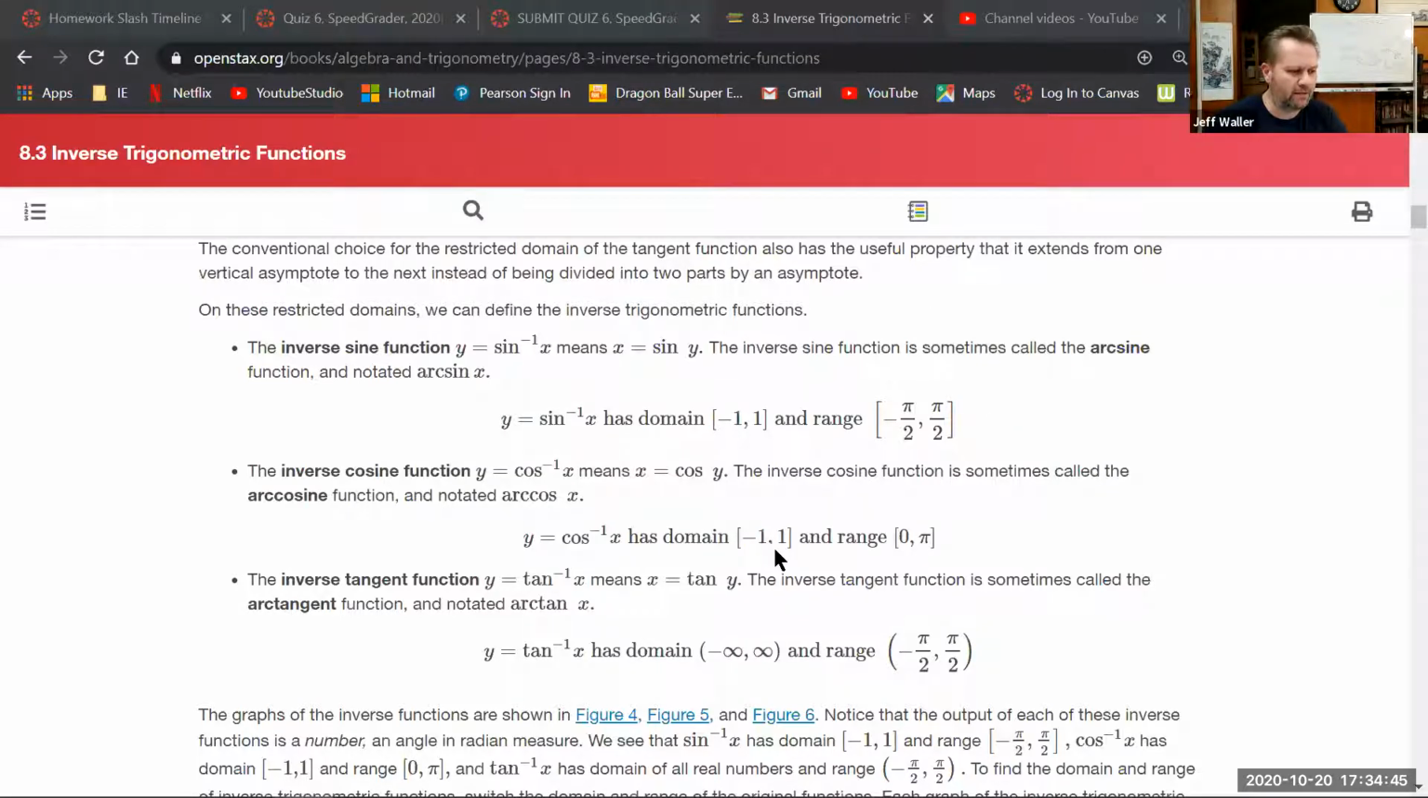So the domain is not a surprise for the inverse sine and cosine because that's just equal to the range of the sine and cosine. So that's what it is. These are what we had to craft. We had to restrict the domain for the sine and cosine, so that becomes the range for the inverse sine and inverse cosine. Is everybody with me?